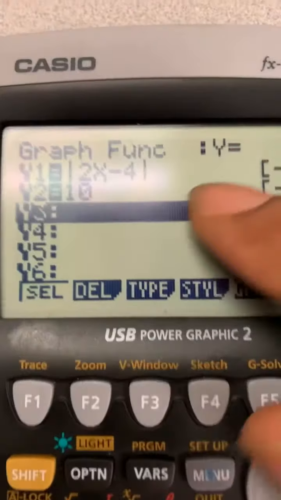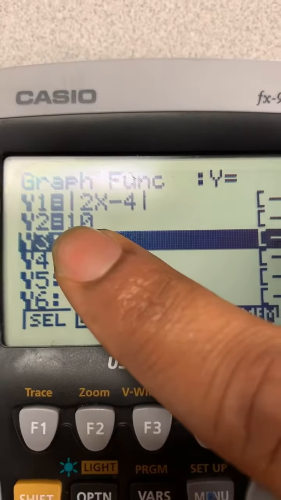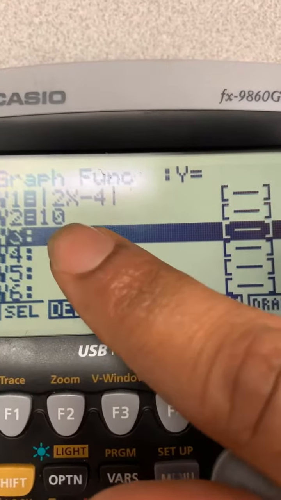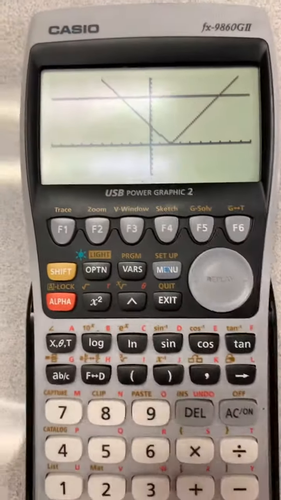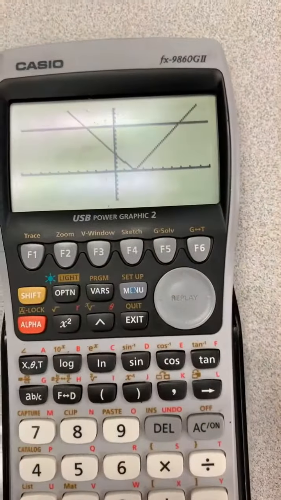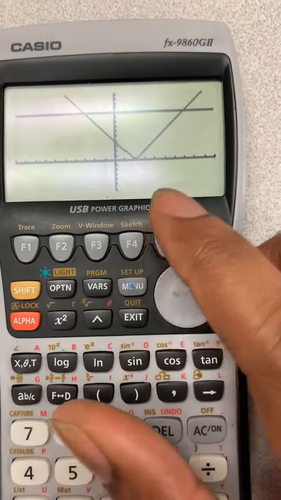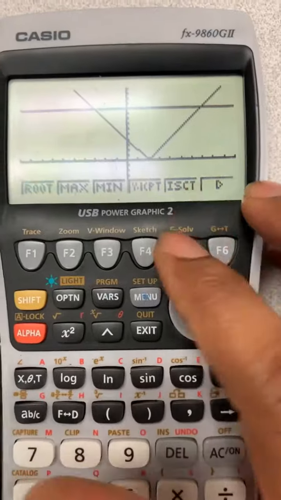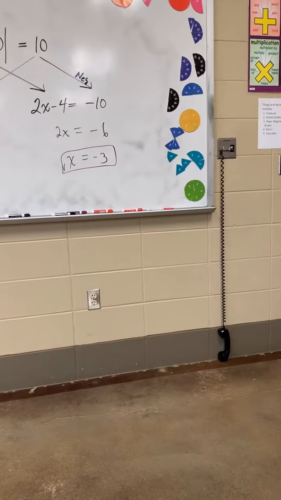Here we go. Now right here, absolute value of 2x minus 4 is equal to 10. That means I had to write these down separately, and then I can look at them at the same time on the calculator. So boom, I have it. The V shape is the absolute value. This 10 is a horizontal line at 10. Remember, we have 2 solutions because we have 2 intersections. So we're going to look at the first intersection. Let's see. Intersect. There it is. X is equal to -3. On the board, I have x is equal to -3.